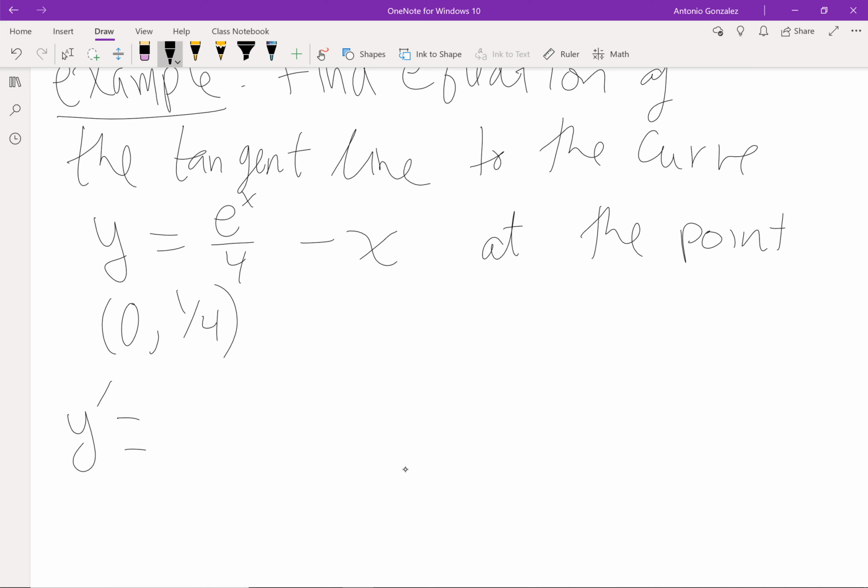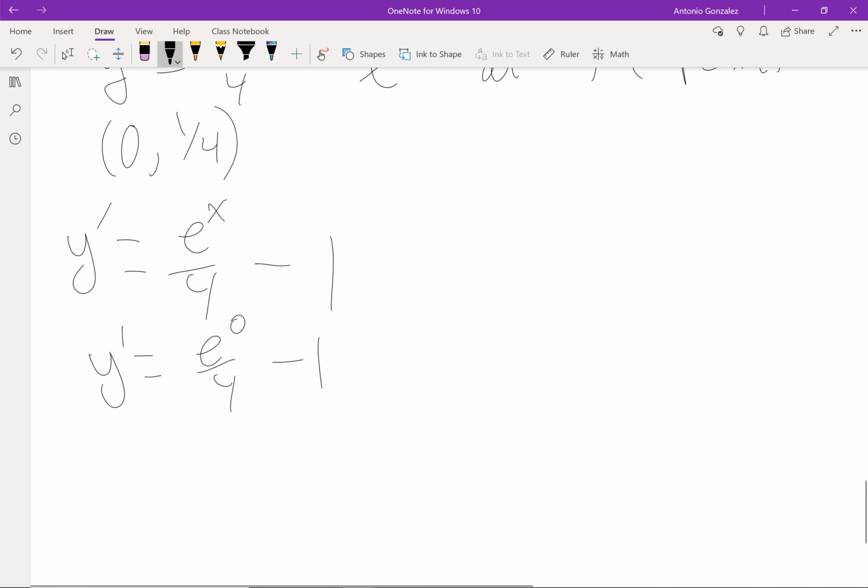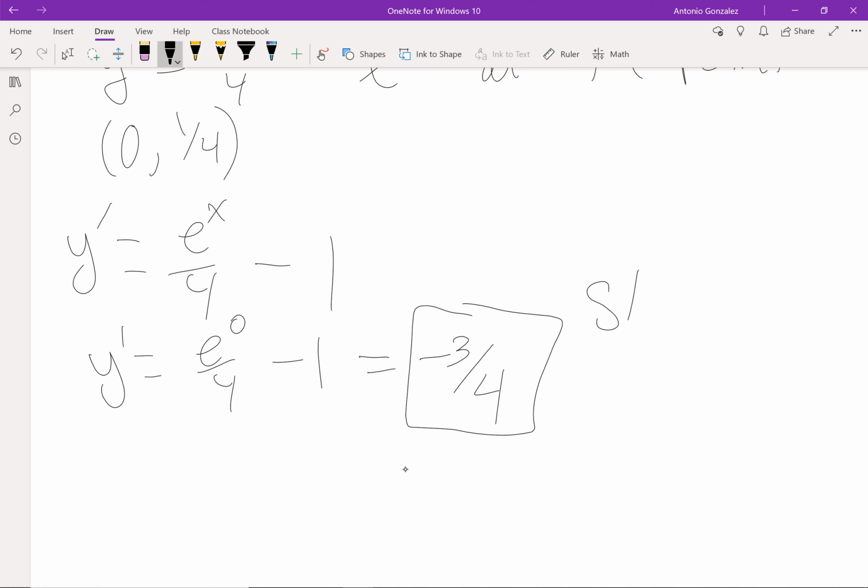Derivative of e to the x is e to the x. Derivative of x is 1. All right. And now let's evaluate that when x is equal to 0. All right, and then e to the 0 is 1. So we get 1/4 minus 1. That equals negative 3/4. Okay, so now we have our slope.